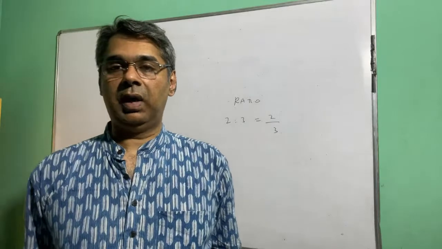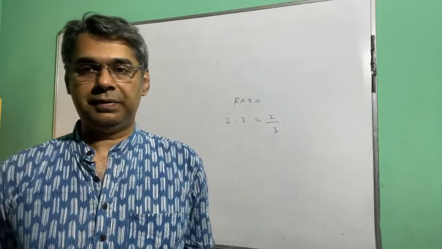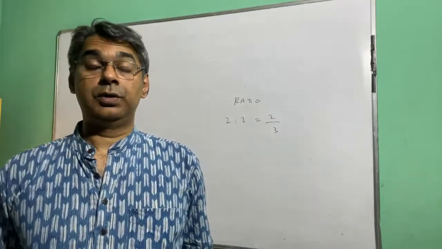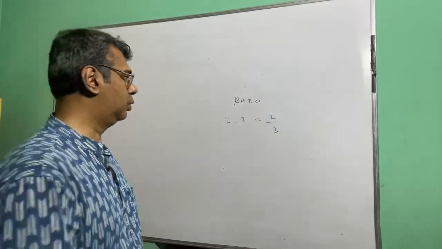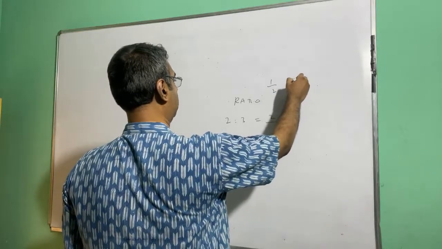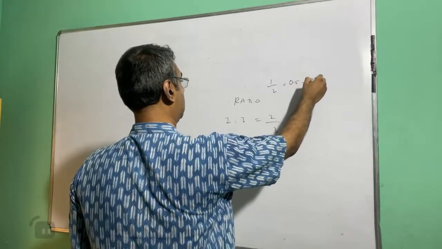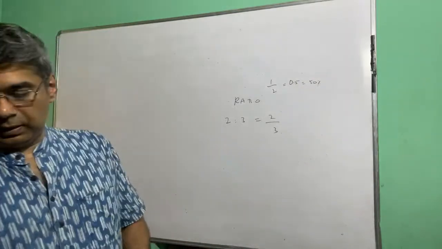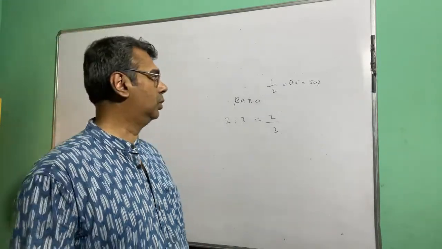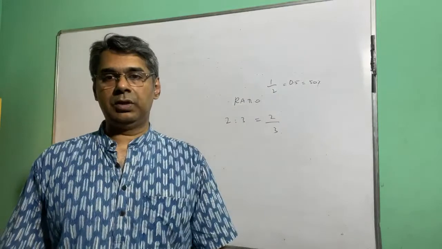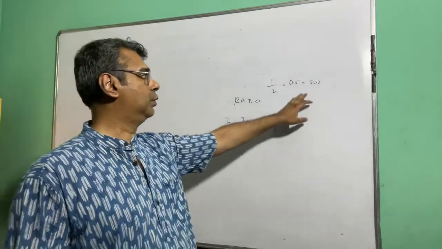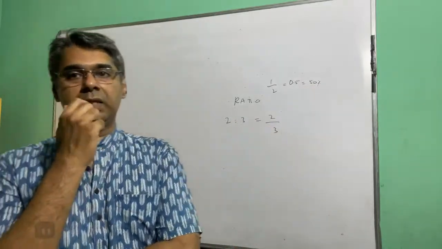If you say 1 by 2, it's a fraction. If you say 0.5, it's a decimal. And if you say 50%, then it's a percentage. So if you write 1 by 2, you are writing it as a fraction. If you say 0.5, you are writing it as a decimal. And if you say 50%, you are writing it as a percentage.